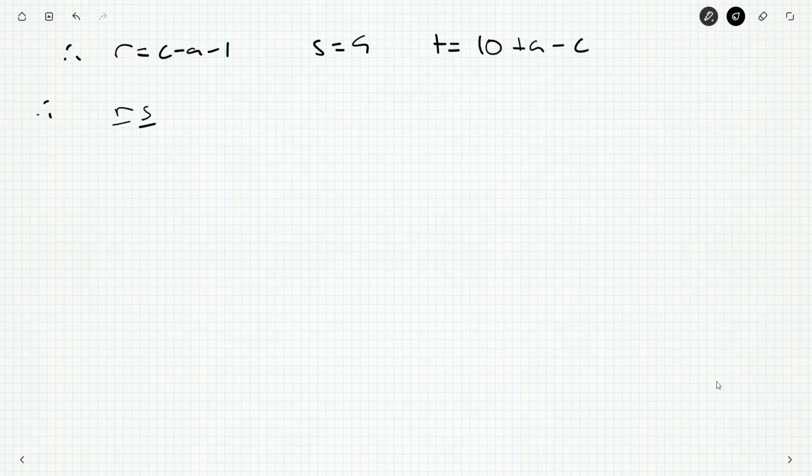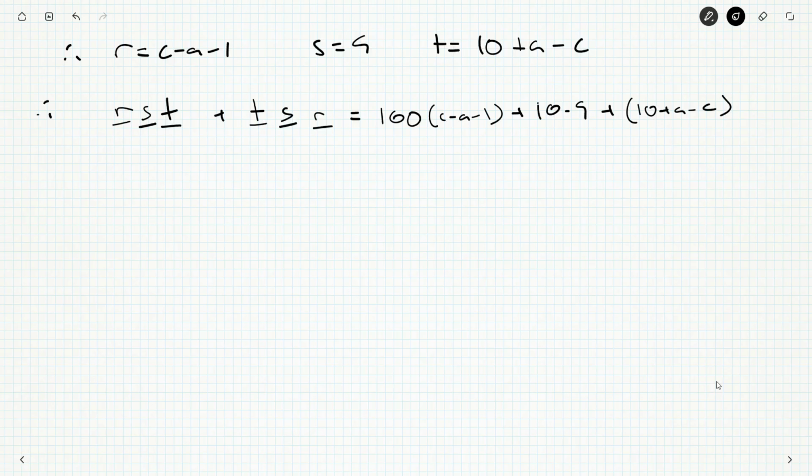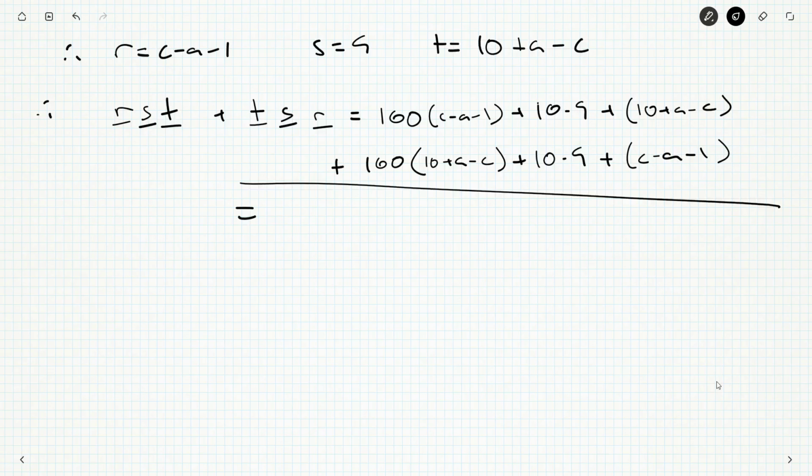So R is C minus A minus 1, S is 9, T is 10 minus C minus A. So we'll say 10 plus A minus C. All right. So RST plus TSR, that's 100 C minus A minus 1 plus 10 times 9 plus 10 plus A minus C plus 100 10 plus A minus C plus 10 times 9 plus C minus A minus 1. And I really hope this is all going to work out.